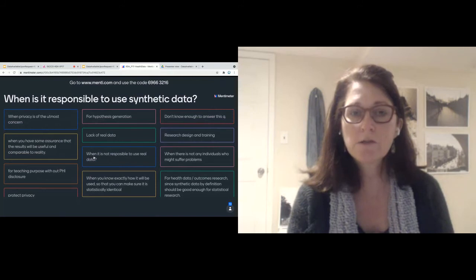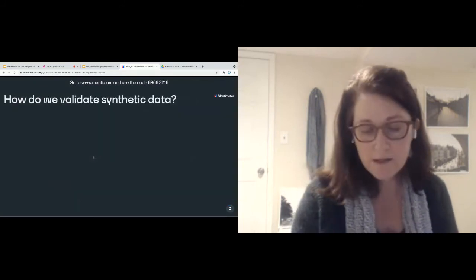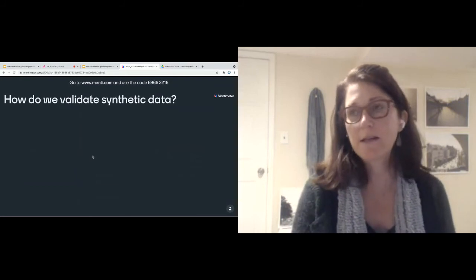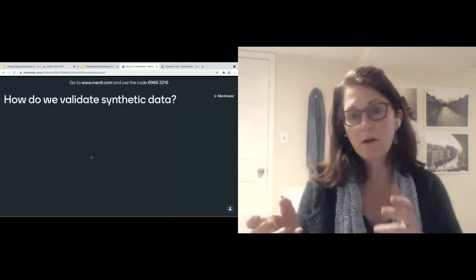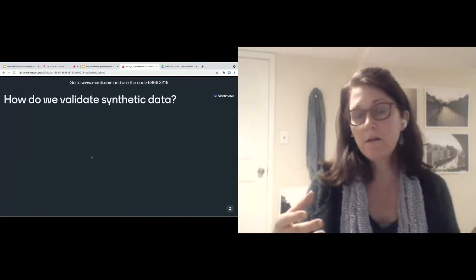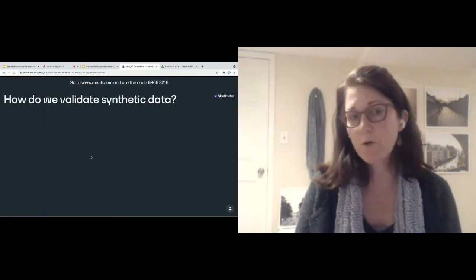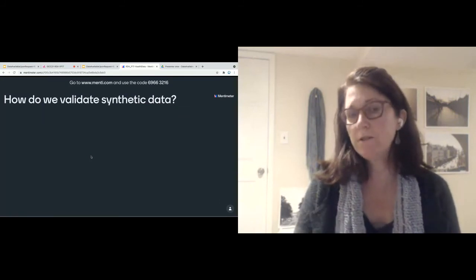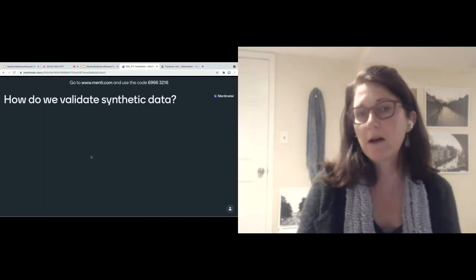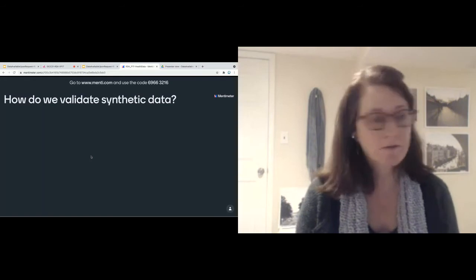And the next question we have is, how do we validate synthetic data? So we have this challenge that the synthetic data is built off of a real data set, but then there are known biases within real data sets. So what do you all suggest as the proper methodology to validate these for future use?